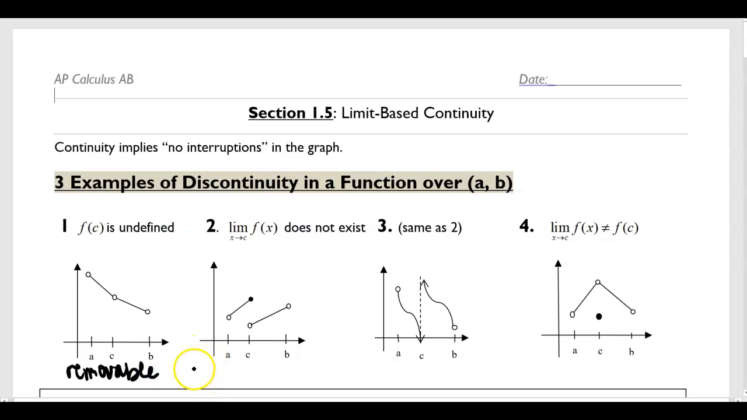For number 2, another place where you would have a discontinuity is where the limit does not exist. So when you notice that the left limit does not match the right limit, this is called a jump discontinuity.